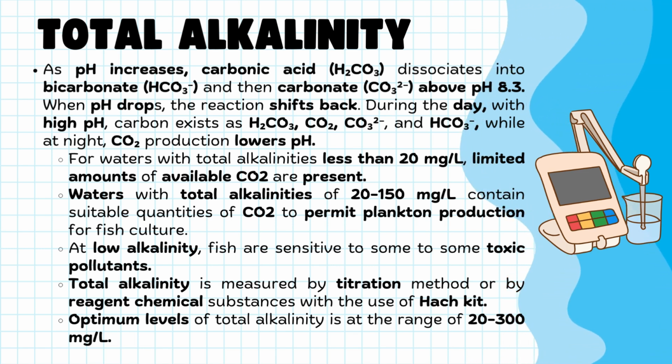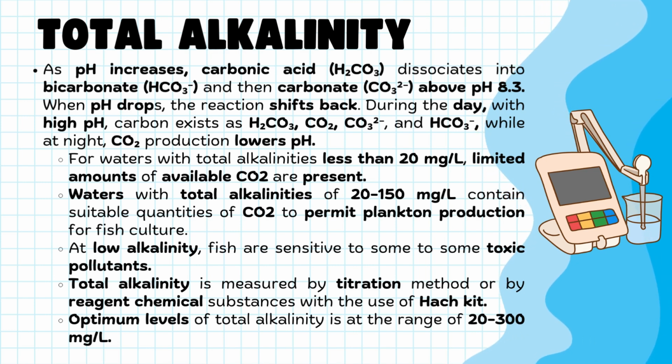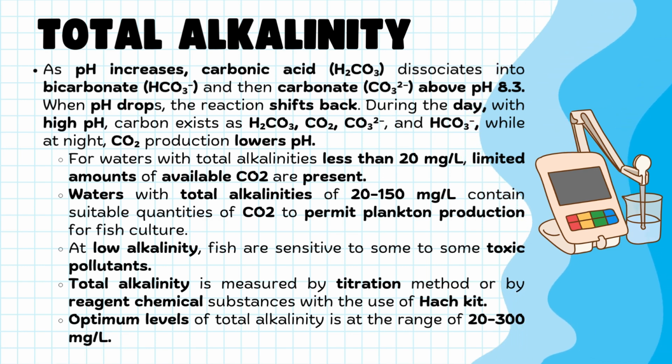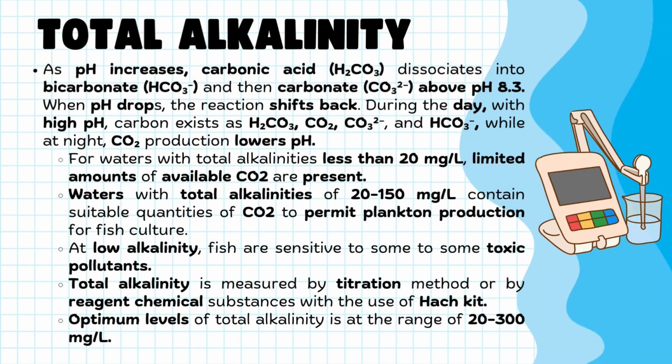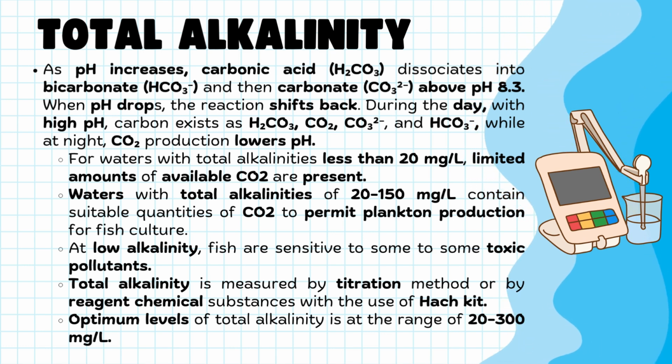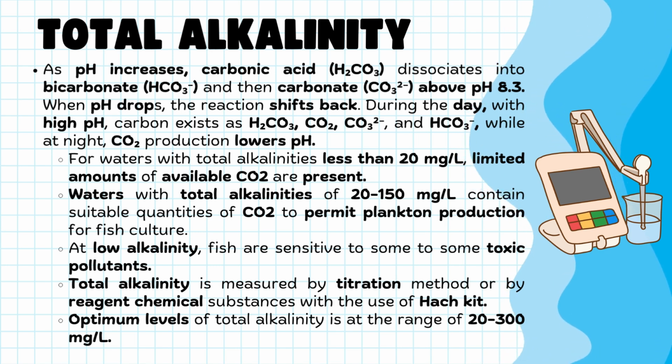In terms of alkalinity and carbon dioxide availability, alkalinity less than 20 milligrams per liter produces limited carbon dioxide for plankton production. Alkalinity in the range of 20 to 150 milligrams per liter produces sufficient carbon dioxide for plankton production, and it is ideal for fish culture. When we have low alkalinity, fish are more sensitive to toxic pollutants.